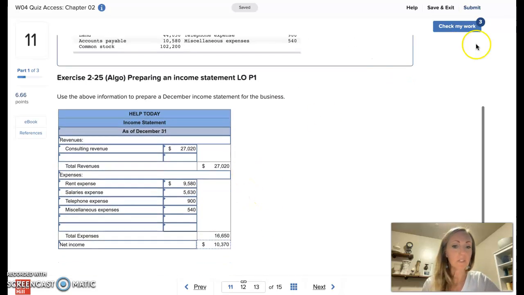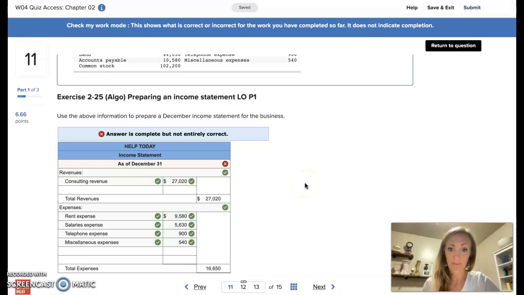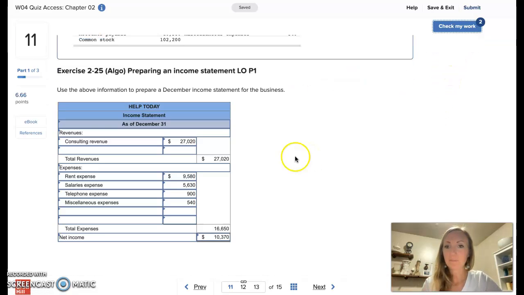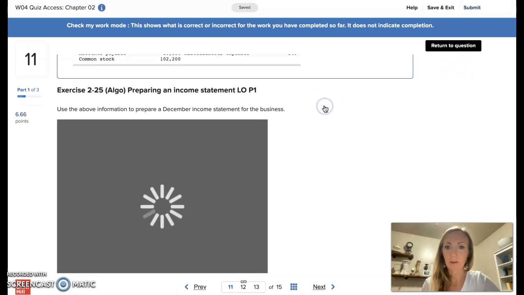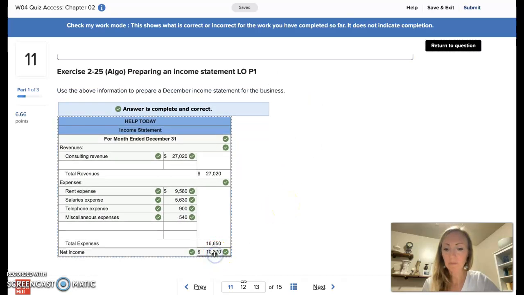Then we want to come over and check our work. Let's see if I did this right. Oh, we got to change that top part. It's incomplete because this is a period of time, not just a point in time. Okay, great.